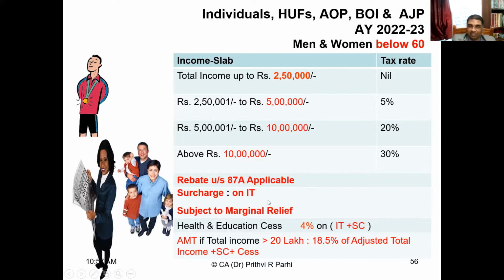Surcharge will also be levied on income tax. The surcharge will be subject to marginal relief, that will be learned. And you see what is this? Health and education cess is 4%. It will be levied on what? Income tax plus surcharge. So first compute income tax, add surcharge on that if applicable. Then you will get IT plus surcharge. On that, you have to add 4%, which is called health and education cess. Got it? Yes, sir. There is one more concept called alternate minimum tax. Not now, at the appropriate time we will be learning that. AMT, alternate minimum tax, is applicable.